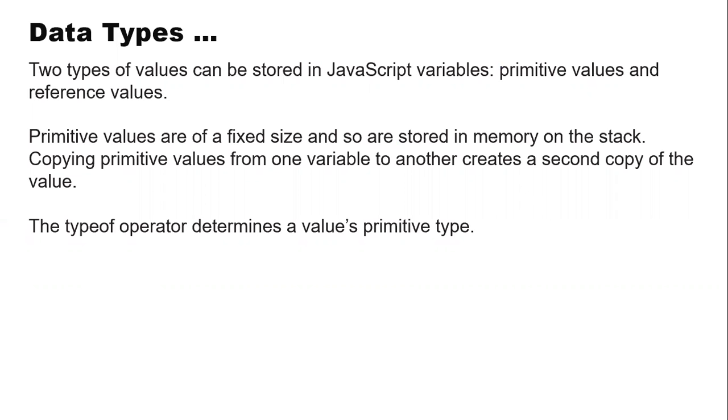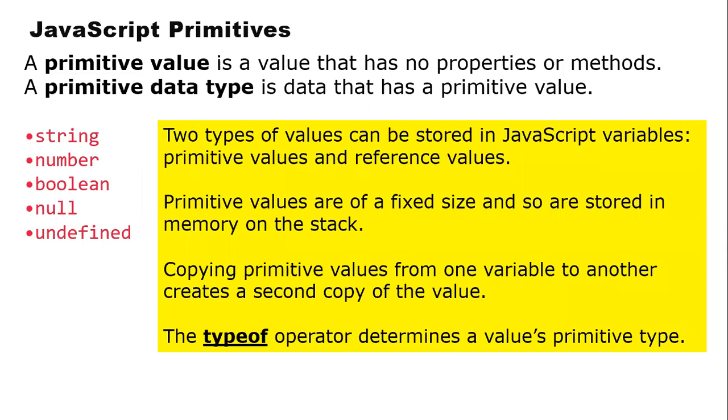Remember, in JavaScript, the data types are not fixed for me. It depends upon the data that you're going to store in the variable. Based on that, the data type is going to be defined. So basically, data types can be defined as primitive data types or reference values. Primitive means the basic data types, like string, number, boolean, null, and undefined.